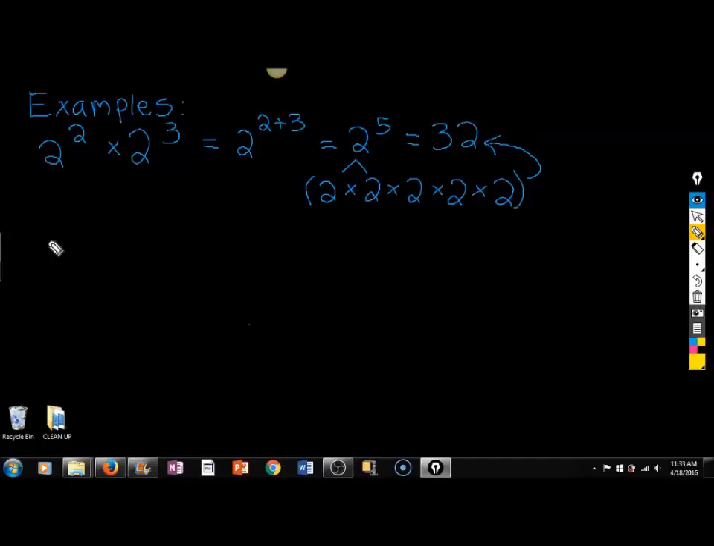Let's work through another example using x as the common base. So we'll go x, which is the base, to the 7th times x to the 9th. So using the product rule, we can add the exponent 7 to 9. So this looks like x to the 7th plus 9, which equals x to the 16th.